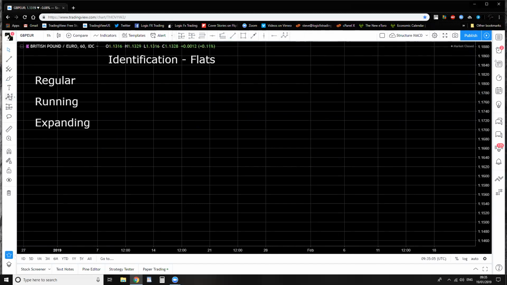Okay, let's look at the next one, which would be what we call a running flat. So there's our impulse coming up, and then we get our A coming back down, but this time our B extends beyond the top of A.